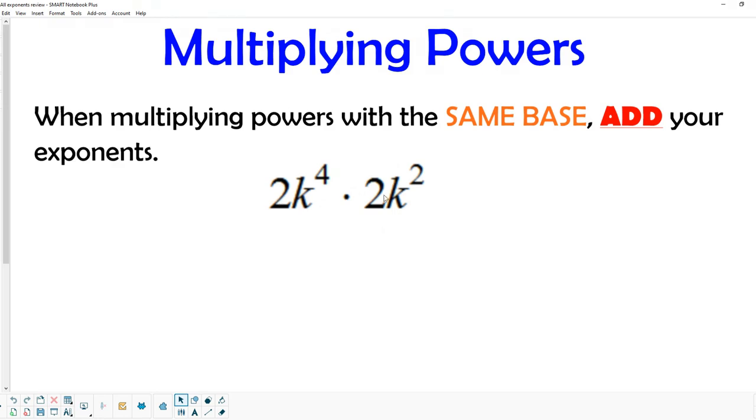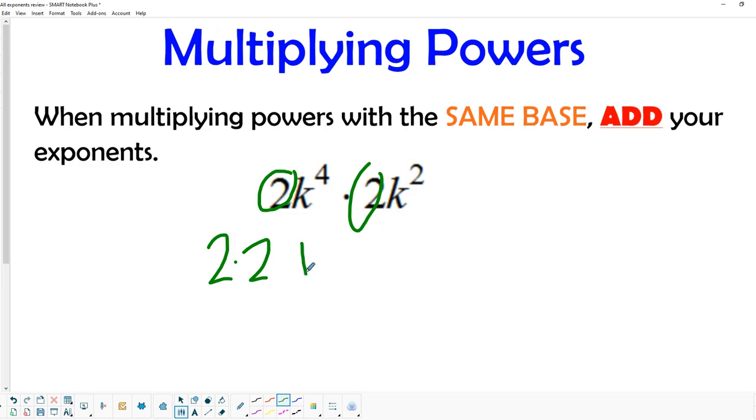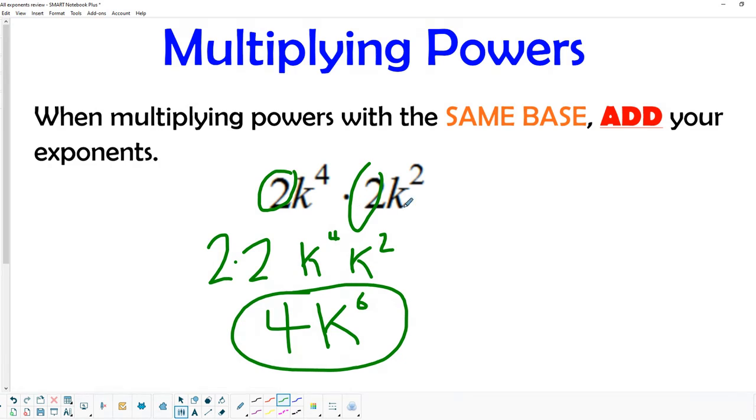We've got 2 times 2, and I'm kind of grouping the coefficients together. And then k to the fourth, and k to the second. So 2 times 2 is 4, and on our k, we've got 4 plus 2, we add the exponents, that would be to the 6th power, and there we go. And we did quite a few different examples like these. Some had multiple parts, but that's the basic idea.